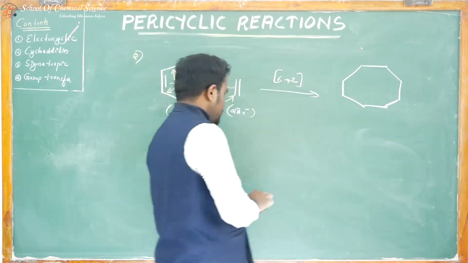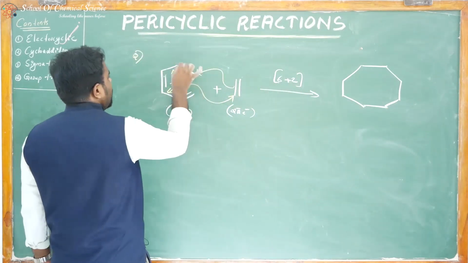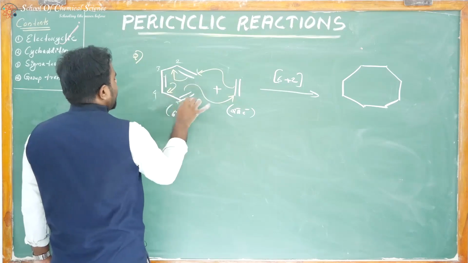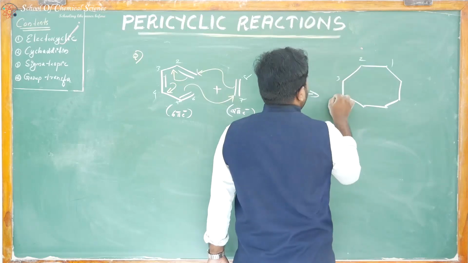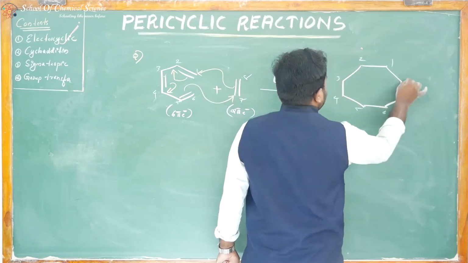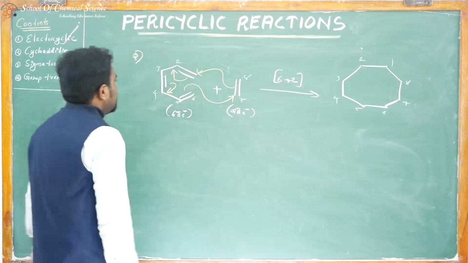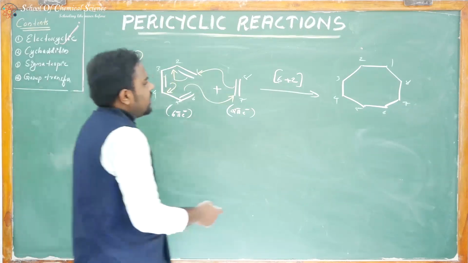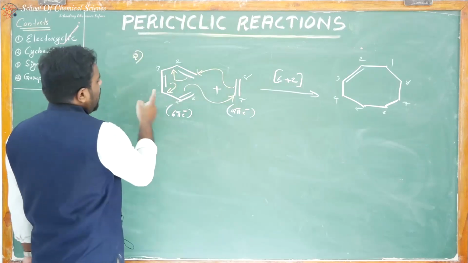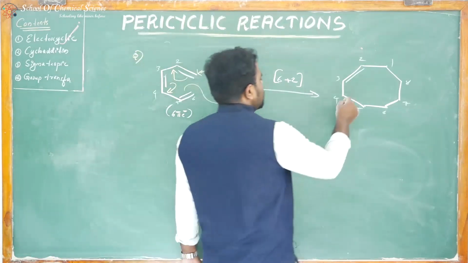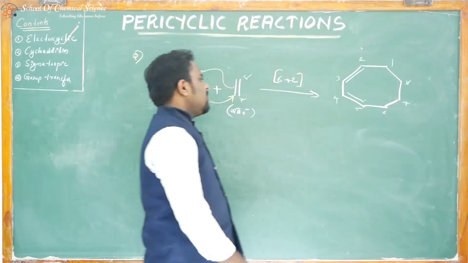What is the position of the pi bond? Position of pi bond, give a number. 1, 2, 3, 4, 5, 6, 7, 8. Between 2 and 3, a pi bond is formed. Between 4 and 5, a pi bond is formed. So this will be your final product.